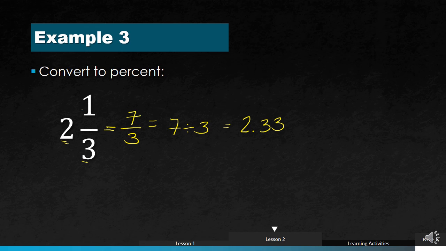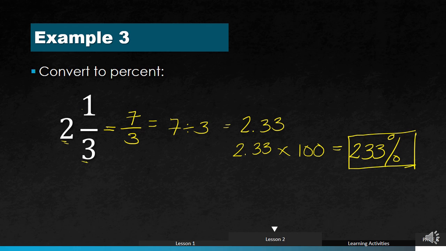2.33. To convert this into a percent, that's 2.33 times 100. To convert everything to percent, you just simply have to multiply that by 100. So therefore, this becomes 233%. Is this possible? Yes, 100% is not just the maximum. So it can be beyond that.